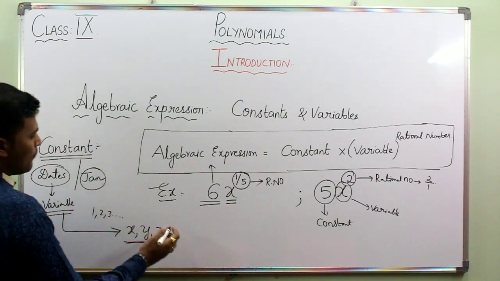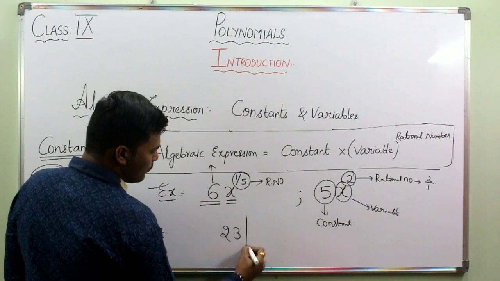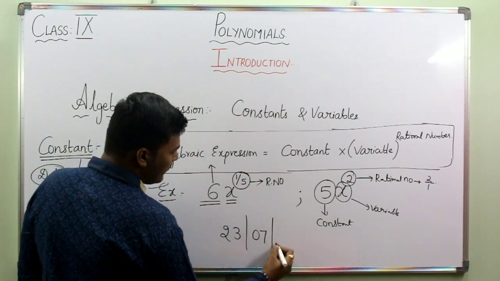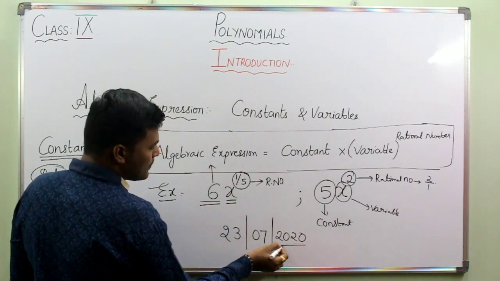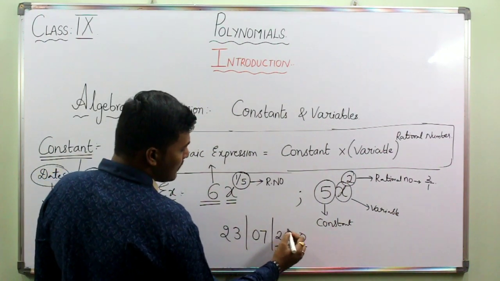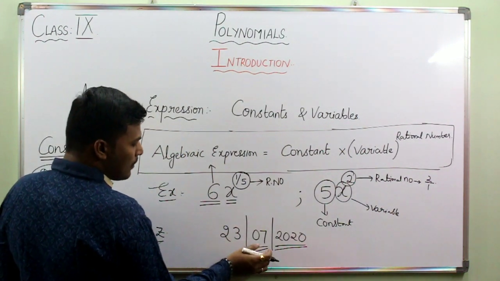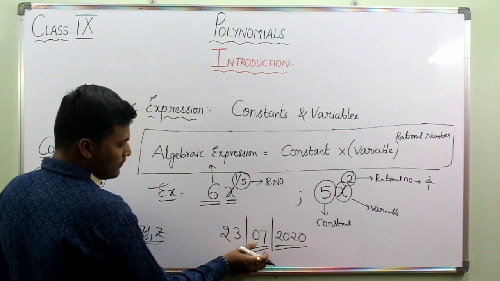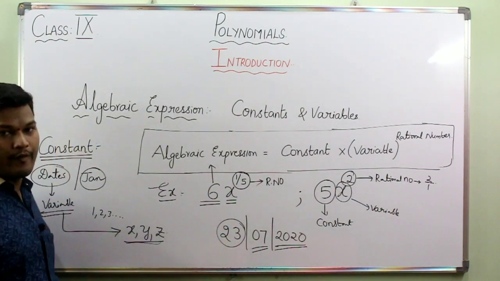Here, let us take one more example. If I take the date 23rd July 2020, I can consider 2020 also as a constant because it is constant for the whole year, and the month is also constant for the whole month, and these dates will keep on changing, right? Hence they are called variables.